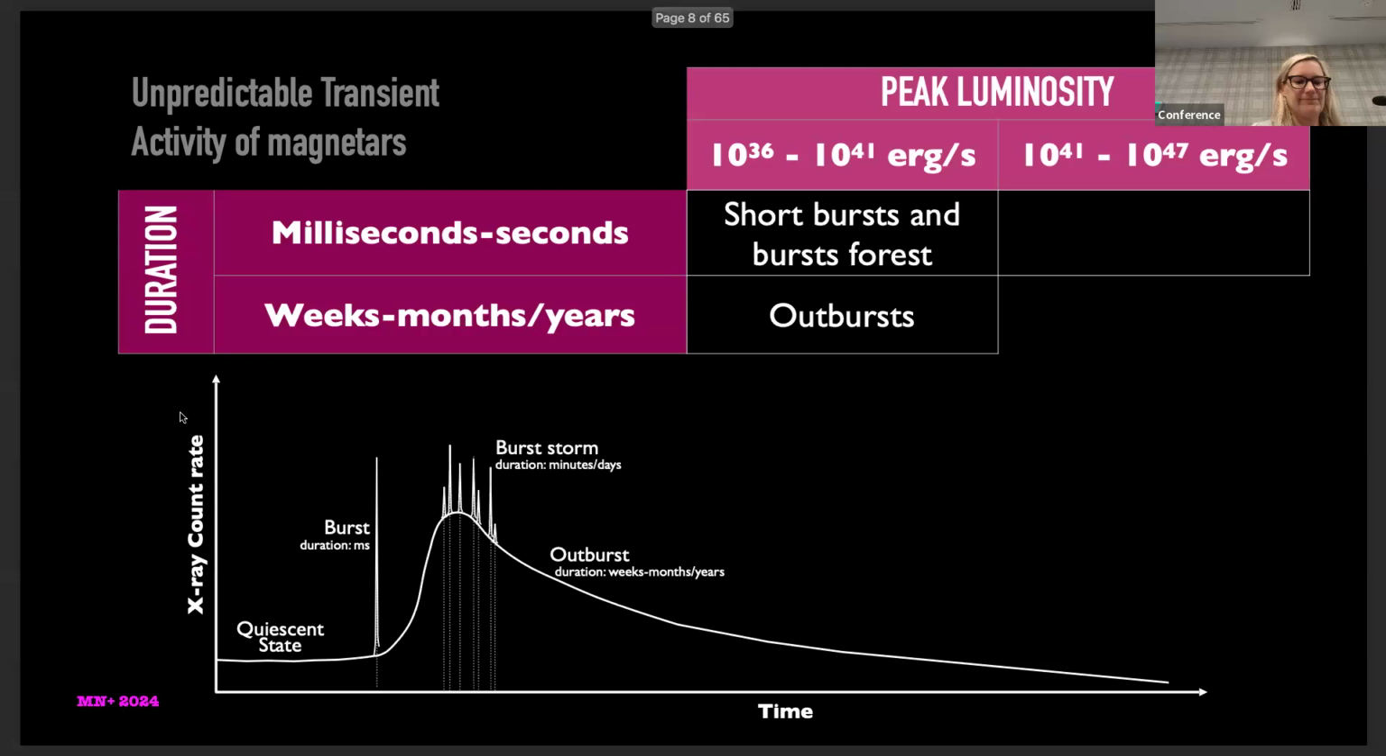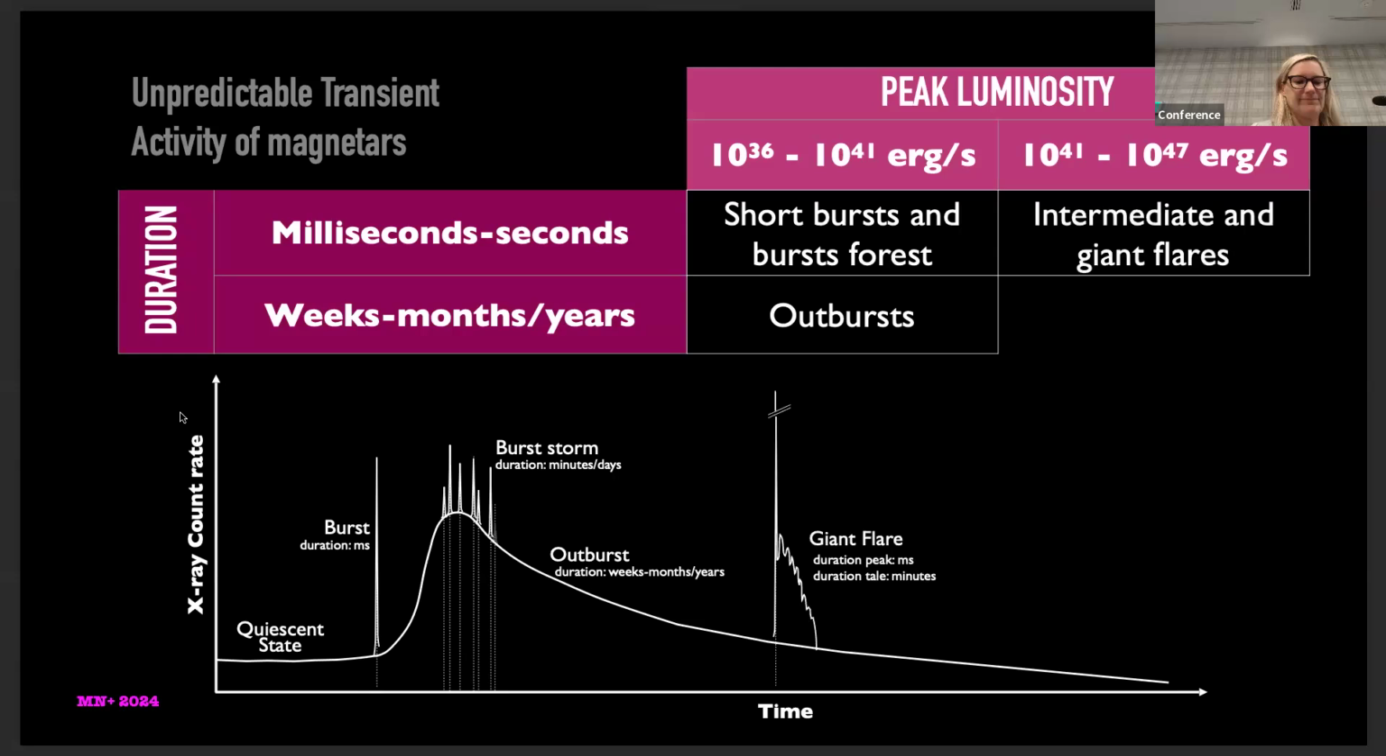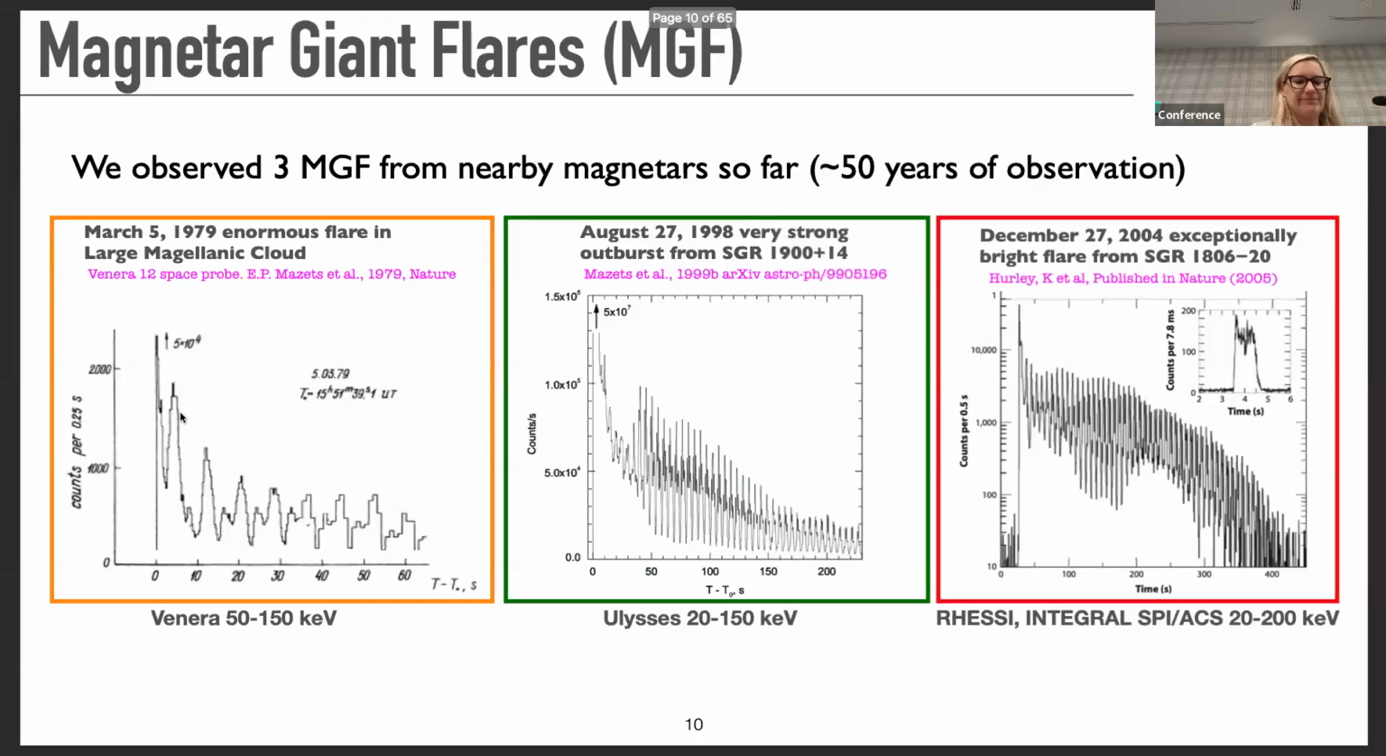During these outbursts, sometimes we observe storms of bursts. And in one of these storms, for example, we also detected a concomitant FRB from one of these magnetars. But what I'm going to focus on the most is this particular type of transient activity, the giant flares. So let's look at them more closely. These are the most powerful transients that a magnetar can emit.